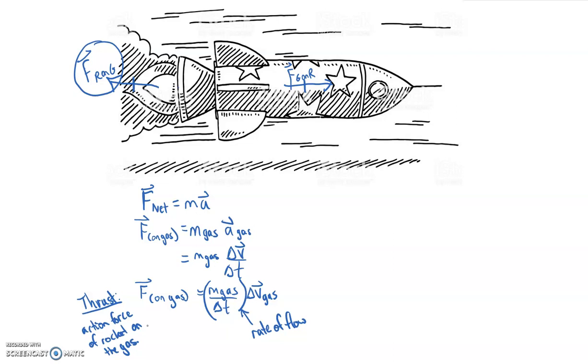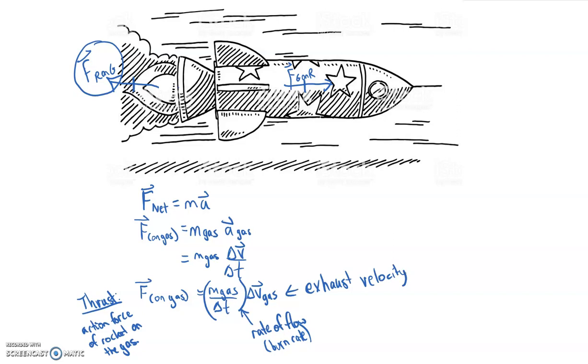It's worth noting a couple things here. One is that the rate of flow is sometimes referred to as the burn rate. And a second thing worth noting is that this change in velocity of the gas is referred to as the exhaust velocity, because the gas is the exhaust.